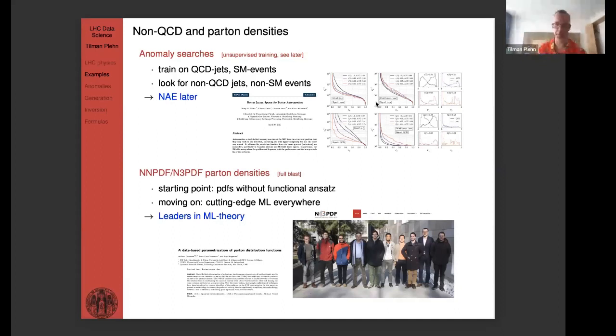Stefano Forte has been leading this group. I've known Stefano forever, and it's a little bit sad because Stefano worked on machine learning. I watched him do this for like 20 years without following that path, and only very recently have I switched to his side. So NNPDF is the success story in LHC physics and machine learning for more than 10 years.